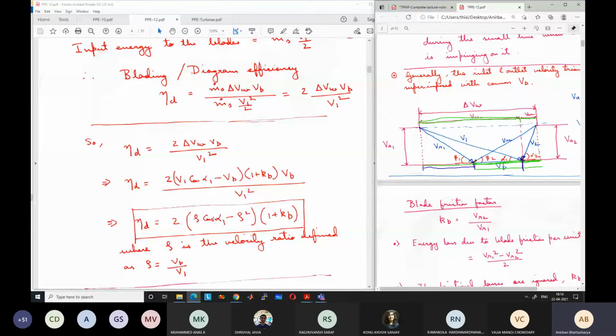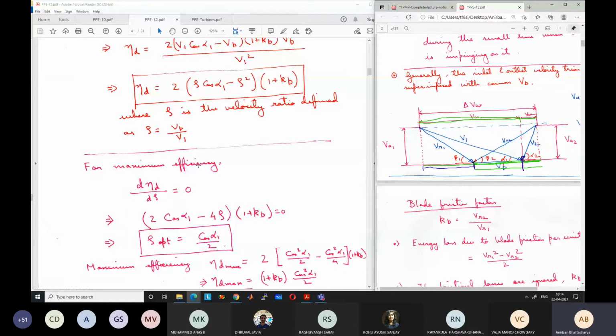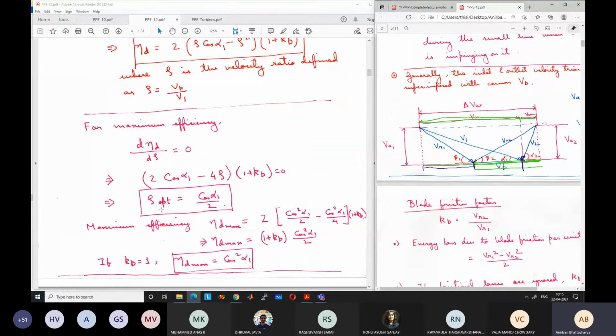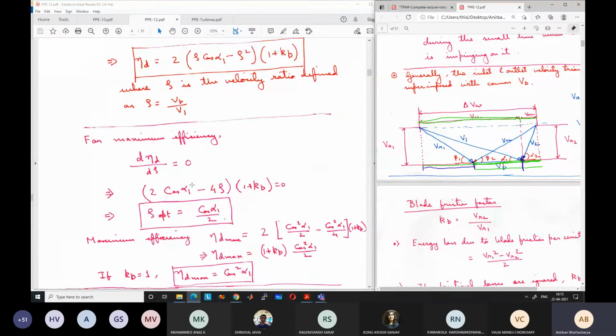To obtain maximum efficiency, or to find the optimum velocity ratio at which the efficiency is maximum, we can differentiate the efficiency with respect to rho and equate it to 0. If we do that, you will get 2 cos alpha 1 minus 4 rho, into 1 plus KB, equal to 0. So optimum rho is cos alpha 1 by 2. Maximum efficiency is obtained when VB by V1 is equal to cos alpha 1 by 2.